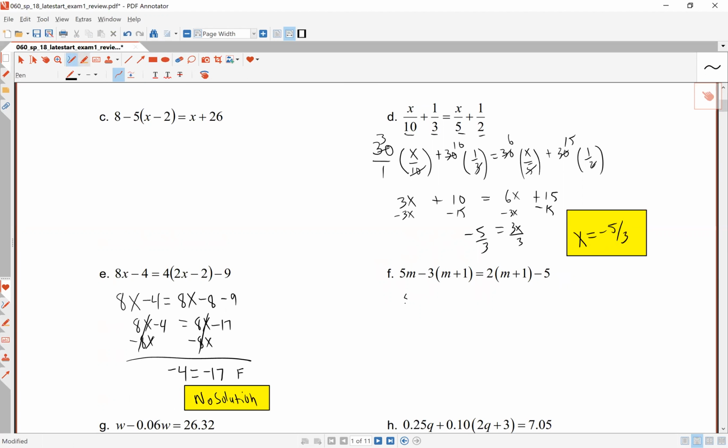Whereas letter F, you distribute the -3 across, and then 5m minus 3m is 2m. 2m minus 3 on the right side. This time the 2m's cancel each other out. But you end up with a true statement. This one gives all real numbers.